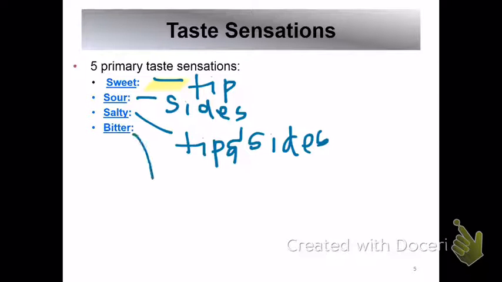And then bitter is going to be in the back. That one's easy to remember because B and B, right? The bitter is in the back. So that's where those sensory receptors are actually located. When we're thinking about tasting stuff, the taste buds are in different locations.